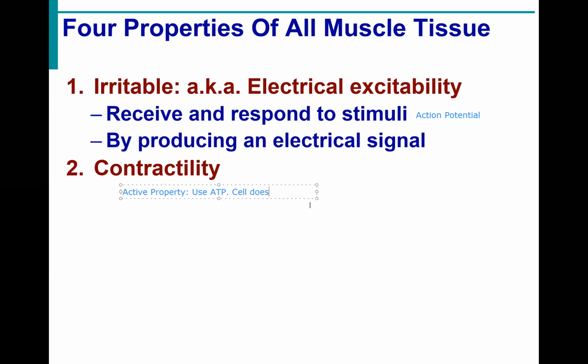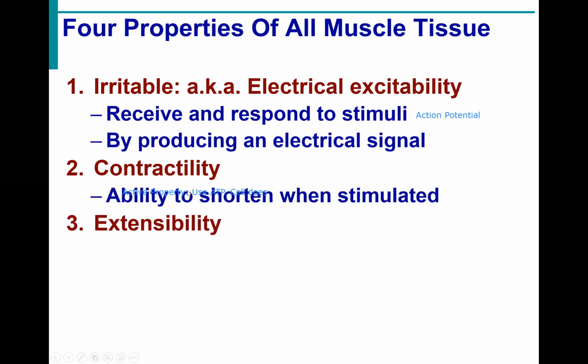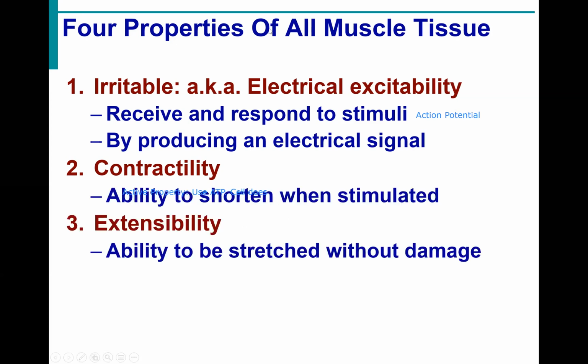Muscle tissue has contractility. Basically, what that means, and so let's, hold on, text grab. Oh, I don't think I can do that. Hold on. So I'll have to put it up here. It's an active property. Uses ATP. Perfect.